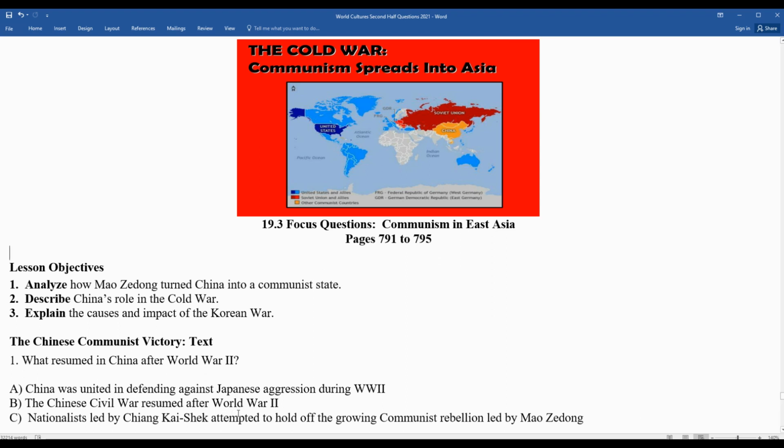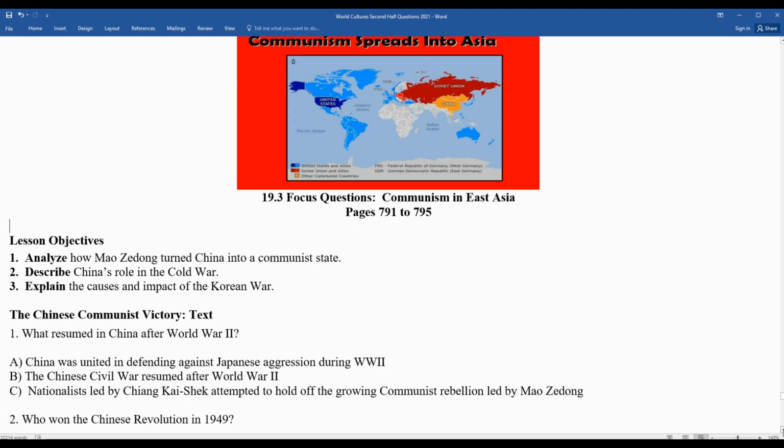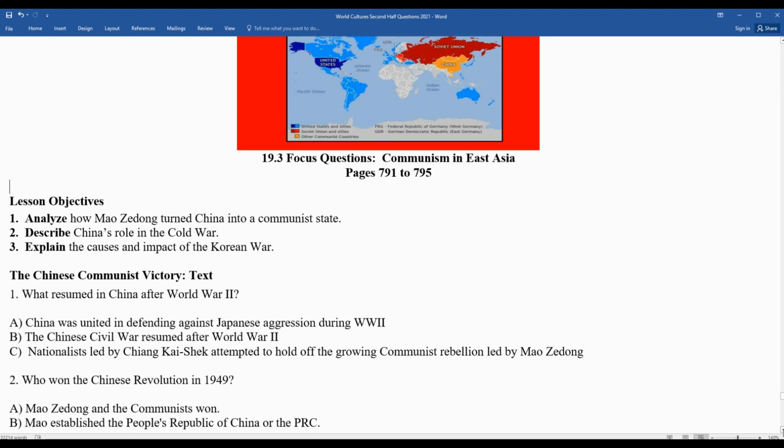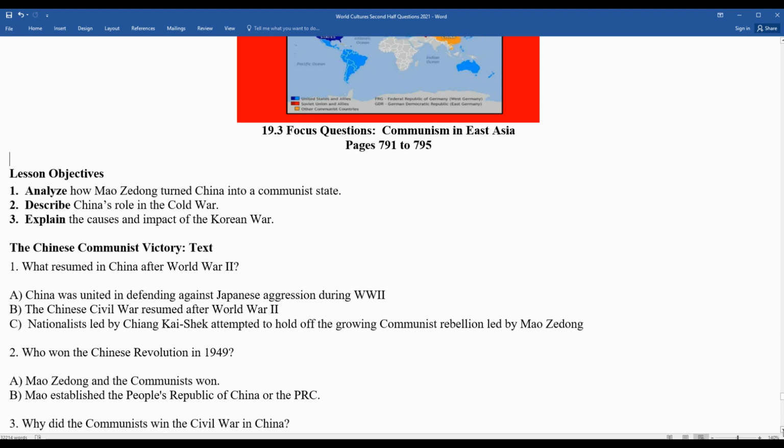The nationalists, led by Chiang Kai-shek, attempted to hold off the growing communist rebellion led by Mao Zedong. Who ended up winning the Chinese Revolution in 1949? Well, I'm sure you know this already. Mao Zedong and the communists won. Mao established the People's Republic of China, or the PRC.